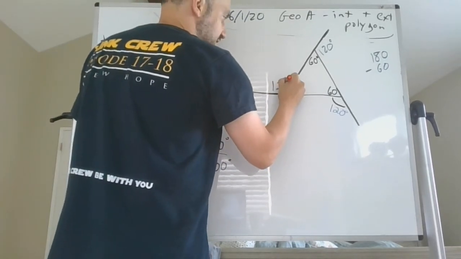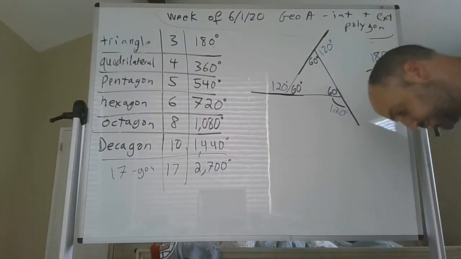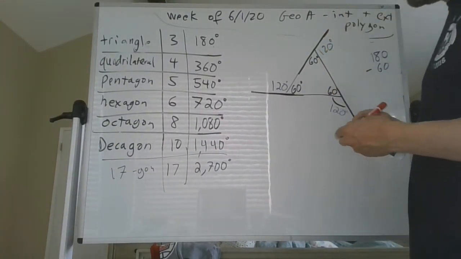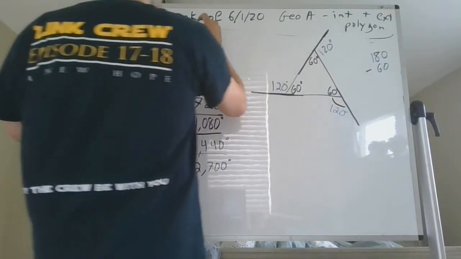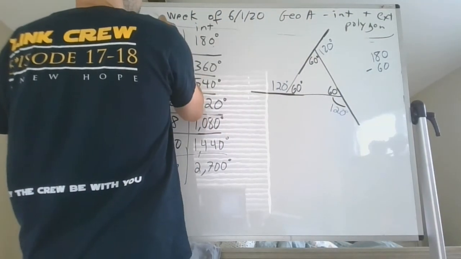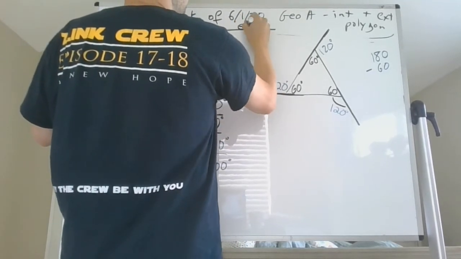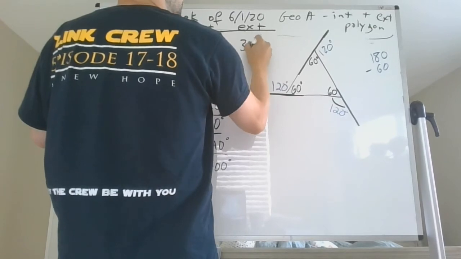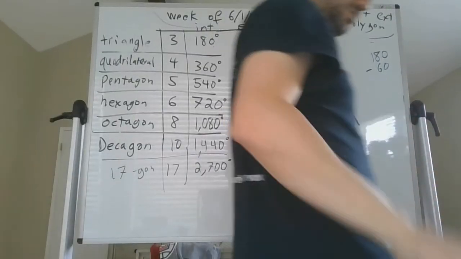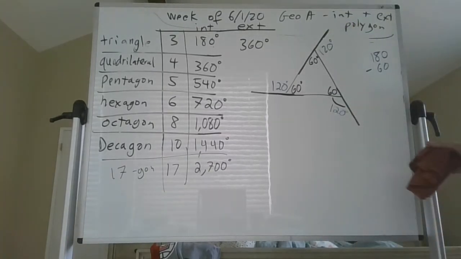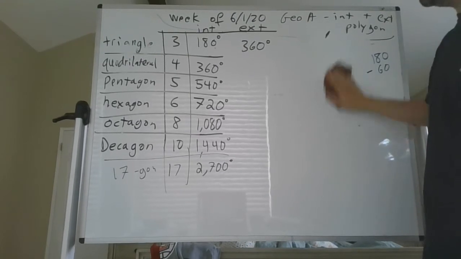So the question is this: what is the sum of the exterior angles? What do they all add up to? Well, let's do it. 120 plus 120 plus 120. So this is interior, and exterior is going to add up to 360 degrees. Exterior is going to add up to 360. Simple as that.